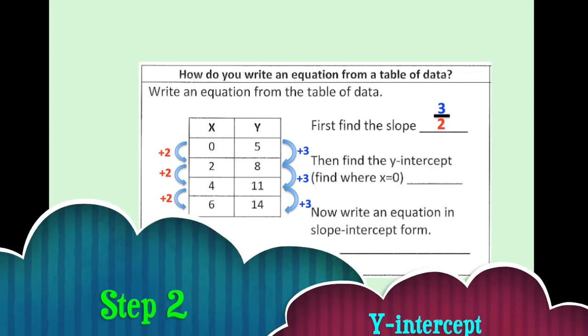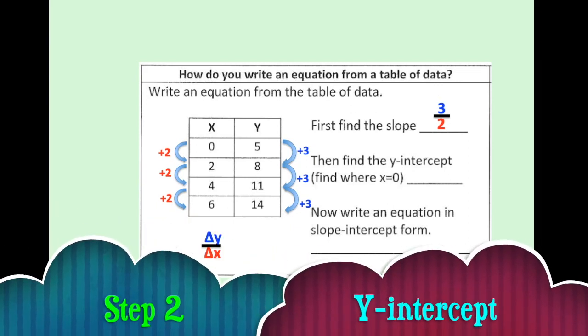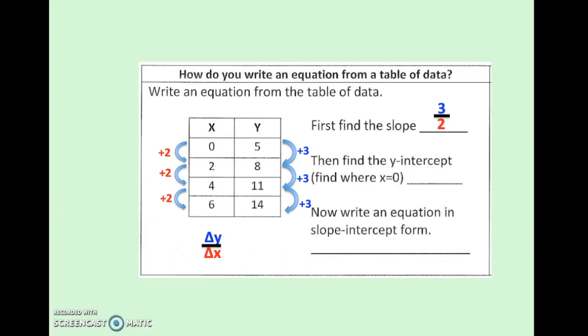Next, we're going to find the y-intercept. The y-intercept is where x is equal to 0. And if you scan through your table, you can see that 0 and 5. This is not always the case where you're able to find where x is equal to 0. But if it's there, this will surely be your y-intercept. So my y-intercept is 5.